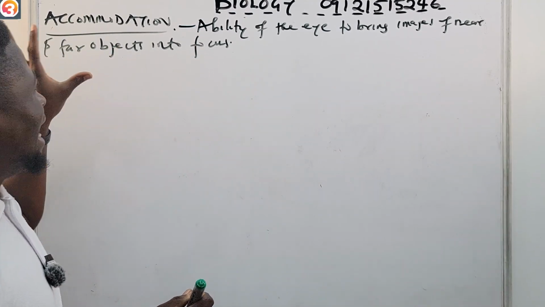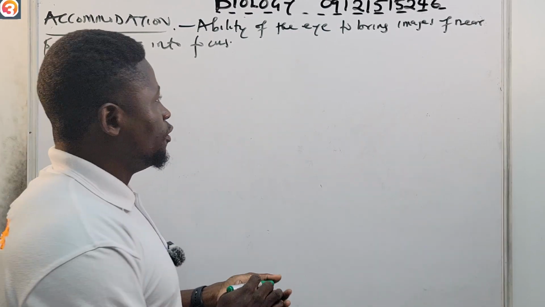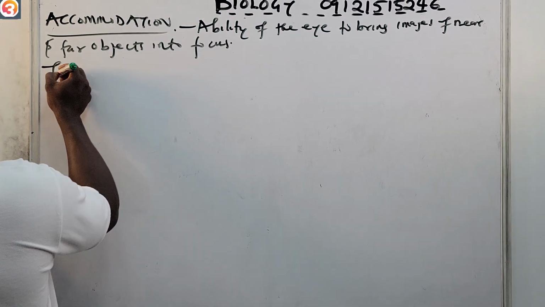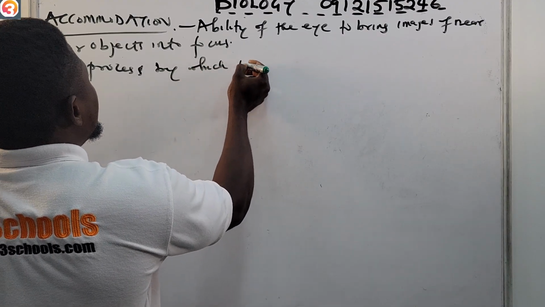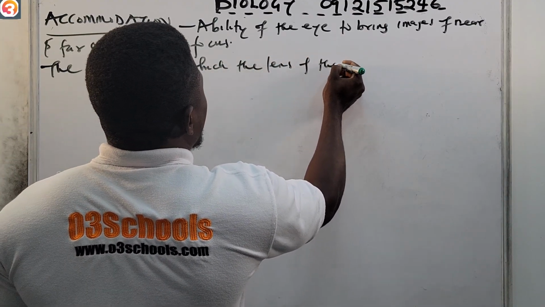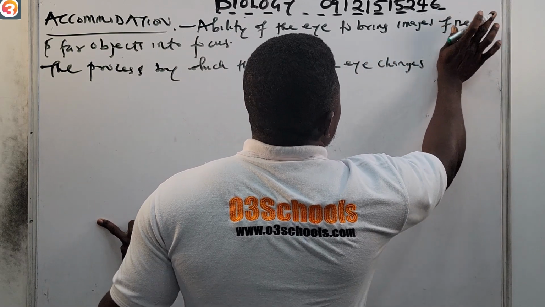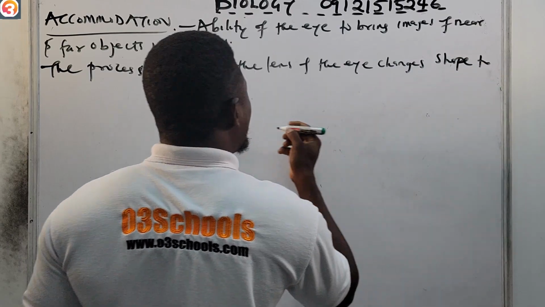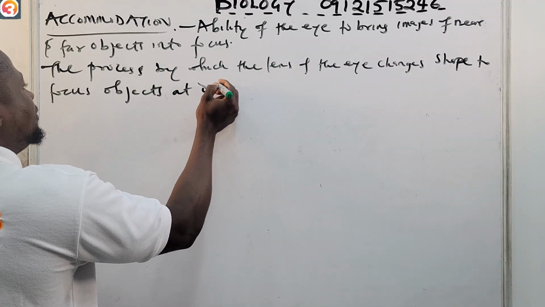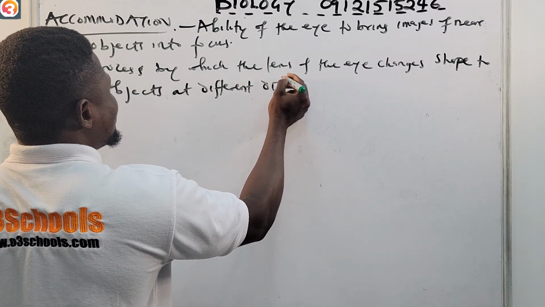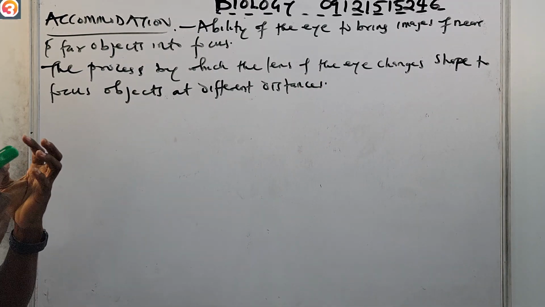All right. So accommodation is the ability of the eye to bring images of near and far objects into focus. You can also say it's the process by which the lens of the eye changes shape to focus on objects at different distances. So that is what accommodation is, the process by which the lens of the eye changes shape.